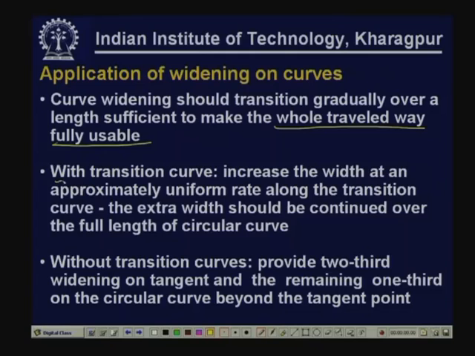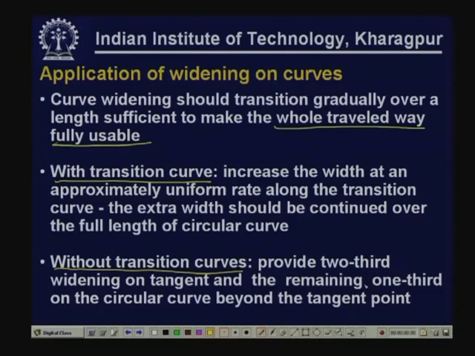the overall process. Then, when a transition curve is used, increase the width at an approximately uniform rate along the transition curve, and then the extra total width should be continued over the full length of the circular curve. So, in that case the whole circular curve will have the complete extra widening. When no transition curve or spiral curve is used, provide 2/3 of the widening on the tangent and the remaining 1/3 on the circular curve beyond the tangent point.